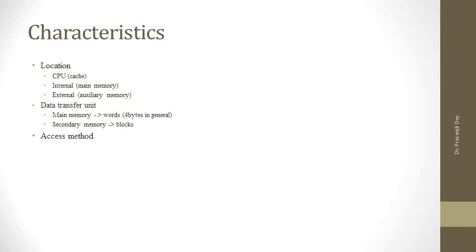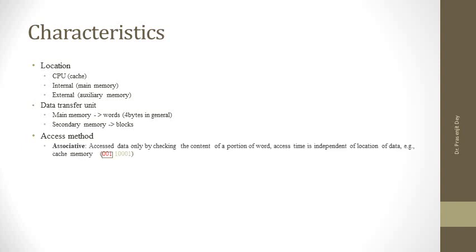The third characteristic of the memory is the access method. That means how we are going to get into the address of any memory location, memory content. Now there are precisely four types of access methods. The first access method is the associative access method. In this kind of access method, data are accessed only by checking the content of a portion of the word, and access time is independent of the location of the data.